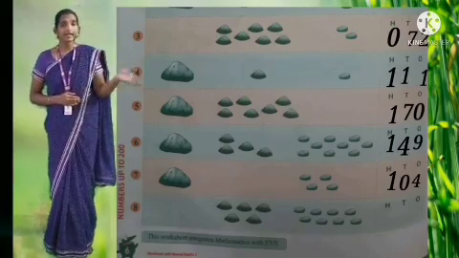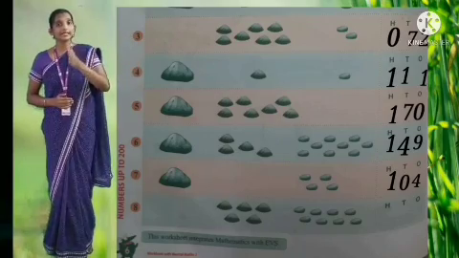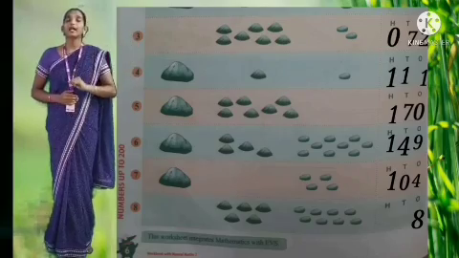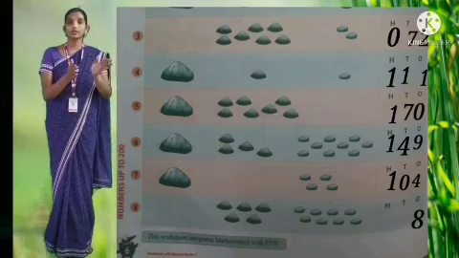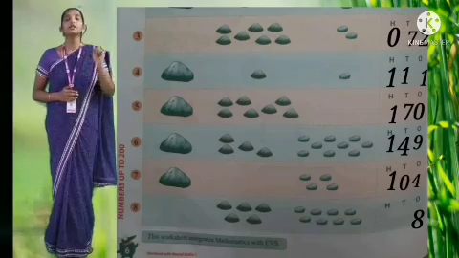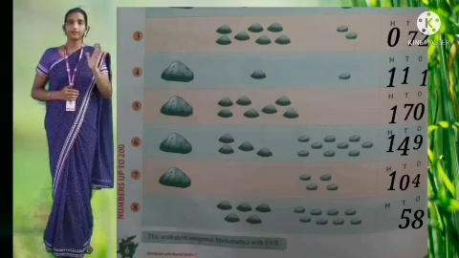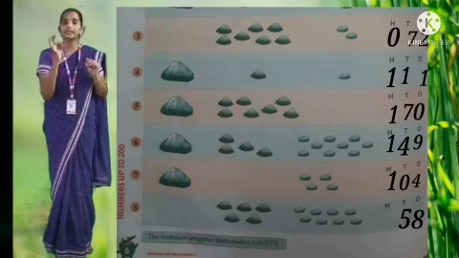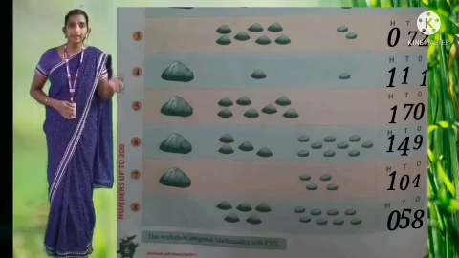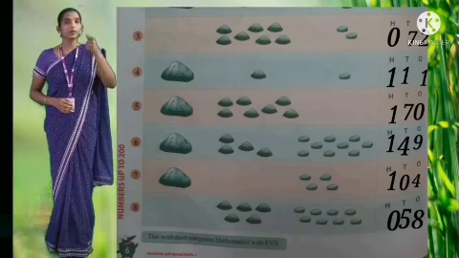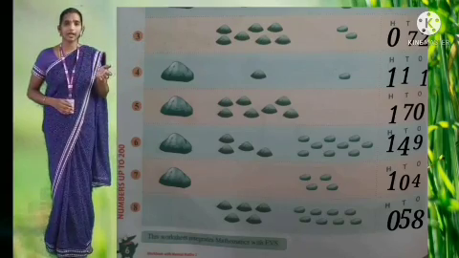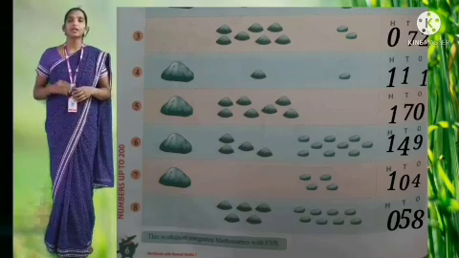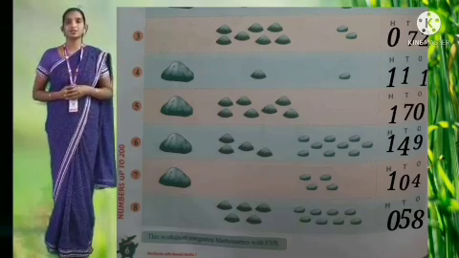Okay. Now the last sum. Count the number of pebbles again. 1, 2, 3, 4, 5, 6, 7, 8. So in ones place we are going to write 8. And the smaller stones, you are going to count the smaller stones. 1, 2, 3, 4, 5. So in tens place we are going to write number 5. And big stone, is there any big stone? No. So we are going to write 0 in hundreds place. So what is the number there? It is 58. When 0 comes in the beginning, it does not have any value. So we read that number as 58. Now are you all clear? Now we shall move on to the next page.